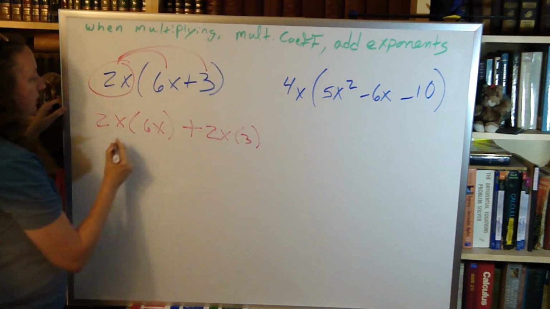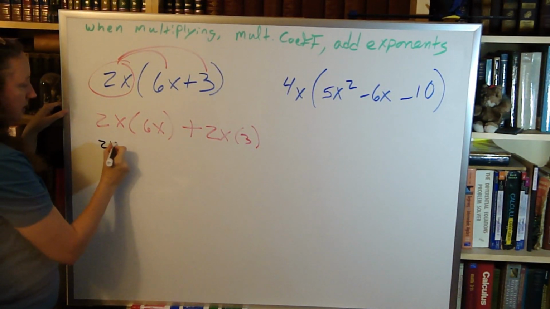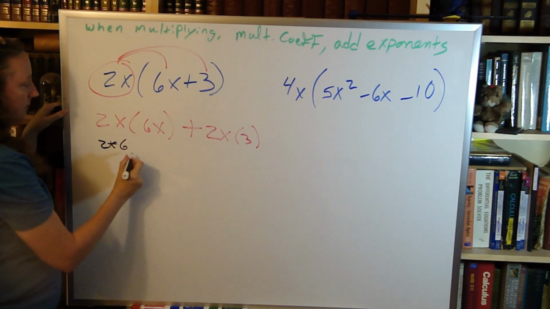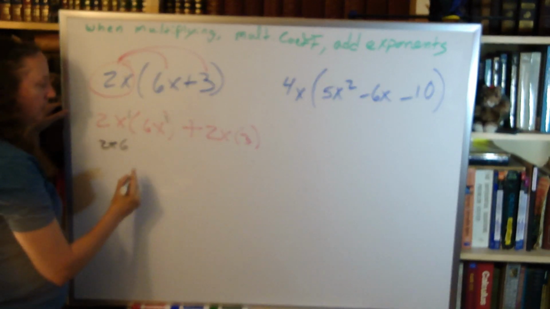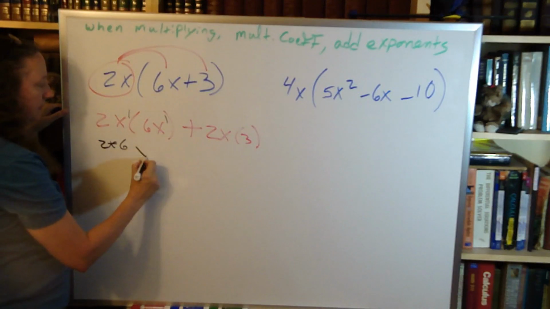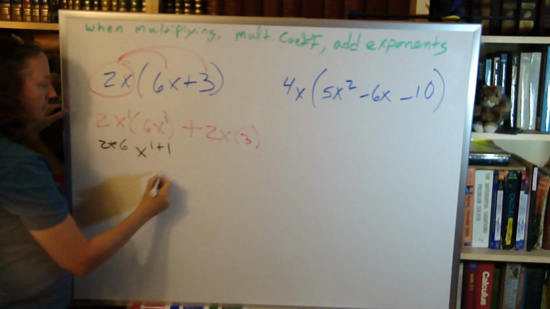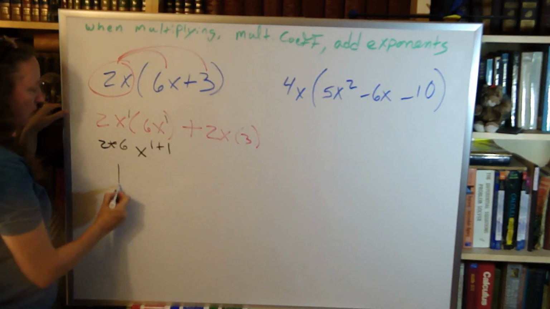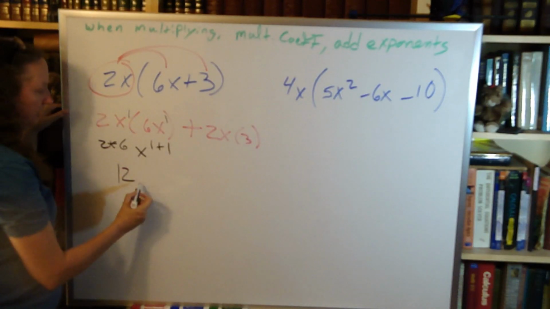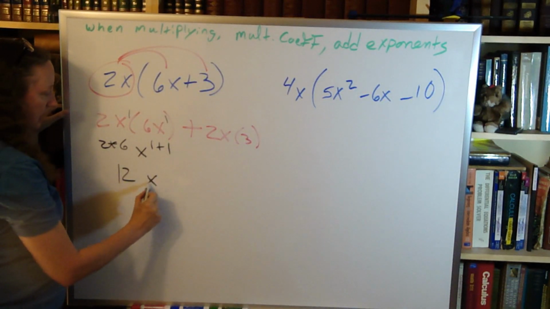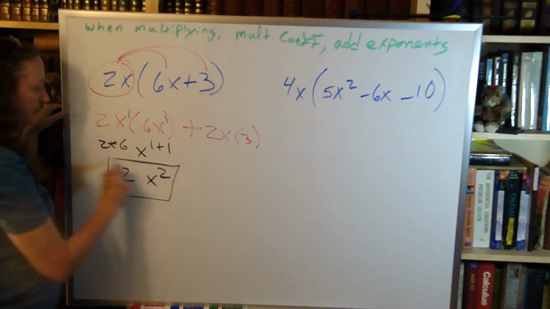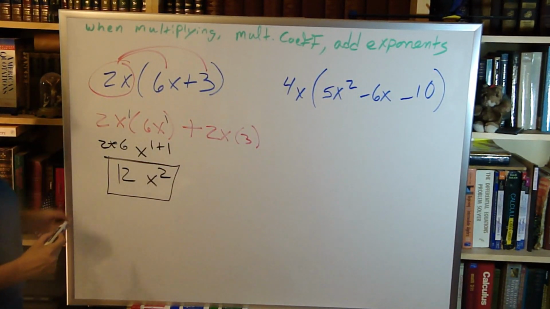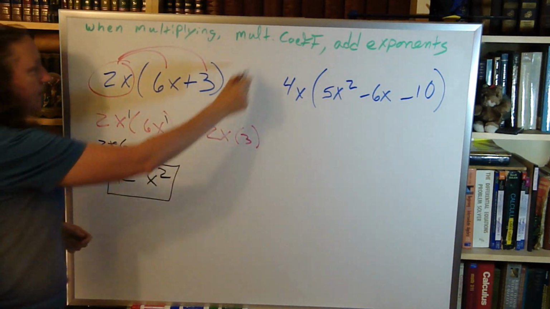Multiply the coefficients, 2 times 6. Add my exponents. There's no exponent written, so the exponents are assumed to be 1. 2 times 6 is 12. X to the 1 plus 1. X to the 2. Now I have my answer. Looking at my other problem over here.